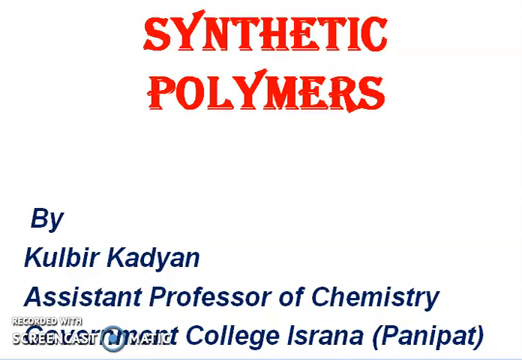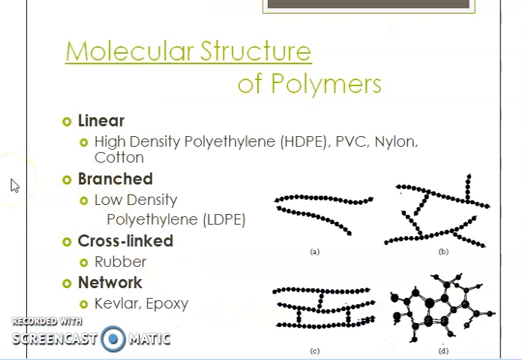Firstly, according to structure, polymers are classified into various classes, like linear polymers, which have a linear structure, and branched polymers, which have branched structures like shown in figure B. Examples of branched polymers are low density polythene. Examples of linear polymers are high density polythene, PVC, nylon, cotton, etc.